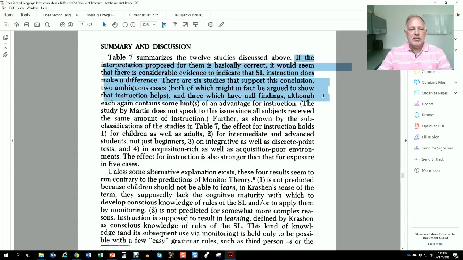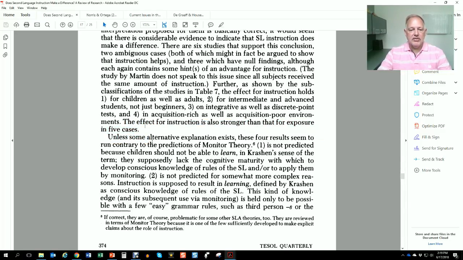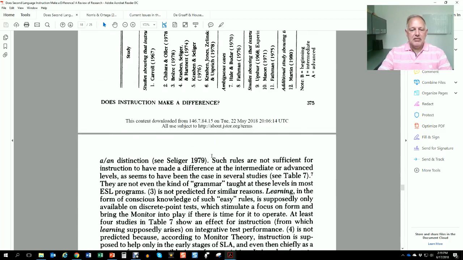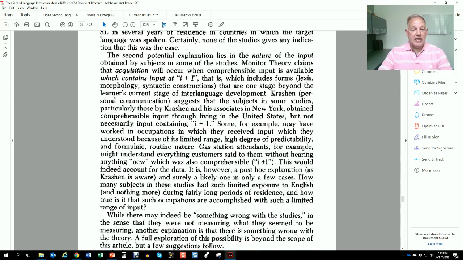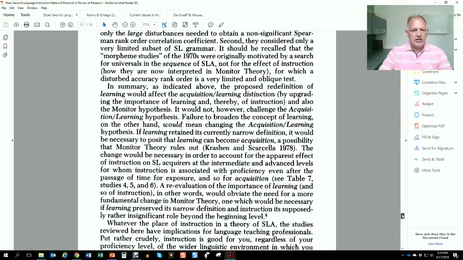it would seem there is considerable evidence to indicate that second language instruction does make a difference. Okay, and so he talks about the different, right, stronger types of effect and things like that. And then a little bit later on, again, I do encourage you to read this. I just wanted to draw your attention to these.